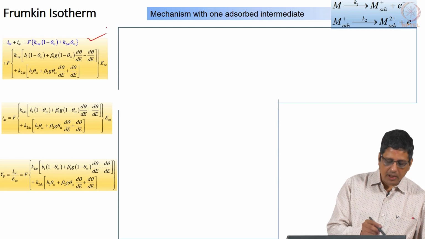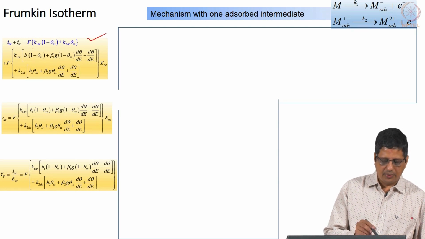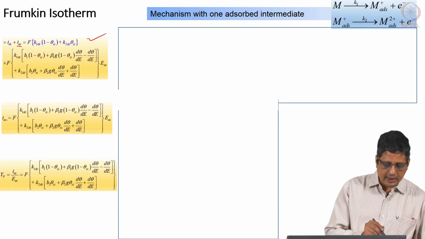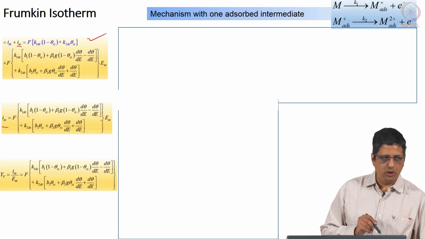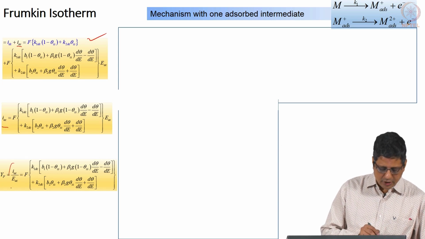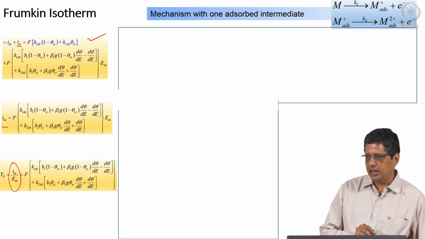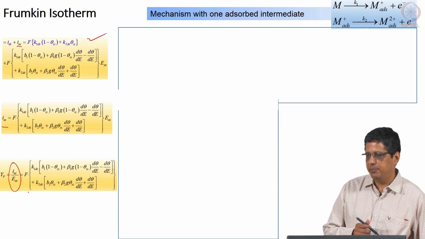So, if you spend enough time, you can rearrange it and take only the AC part, which is going to come as proportional to EAC, and write the ratio of IAC to EAC and call it the Faradaic admittance. Invert it, and you will get the Faradaic impedance.